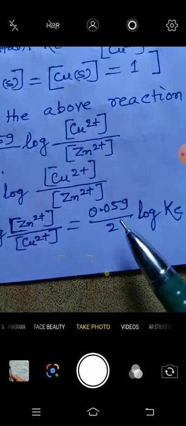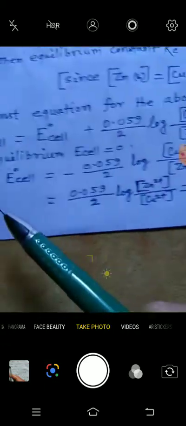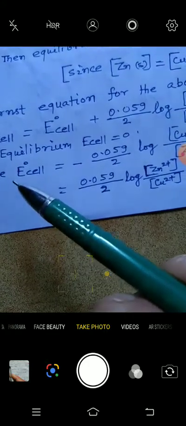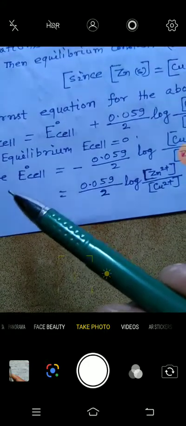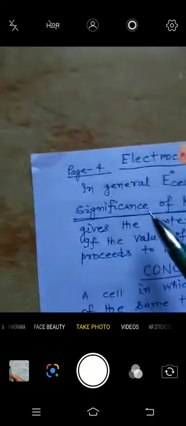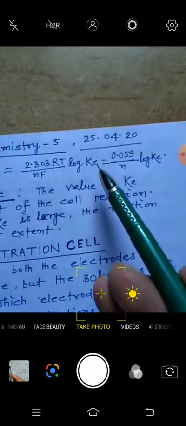So this is the relation, and on the basis of this relation we can calculate the equilibrium constant, or if the equilibrium constant is given, then the standard cell potential can be calculated on the basis of this relation. Now the fourth relation is, so in general E naught cell will be equal to this.